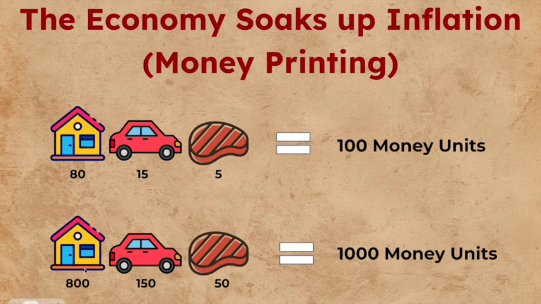So a house is 800 money units, a car is 150 money units, and a steak is 50 money units. And so it's just important to note that, if all things are equal, inflation will find its way into assets, right? This is pretty simple. I think most people know this, but it's just important to understand that when money is printed and the currency supply increases, these assets go up in money unit terms, okay?